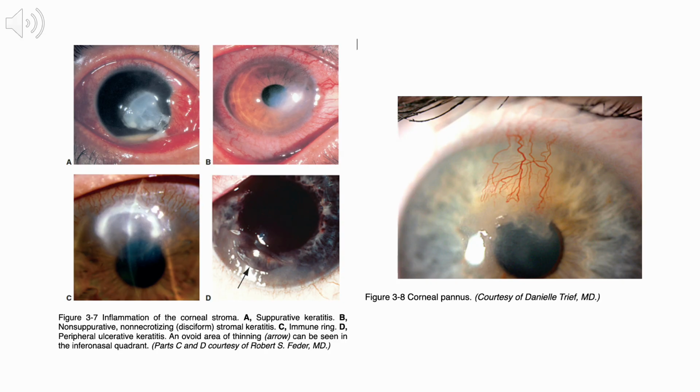Finally, on the right, we see a close-up of corneal pannus, which refers to superficial neovascularization overlying the cornea. This can result from chronic inflammation or hypoxia and may lead to scarring and vision loss if it progresses. These photos highlight the diversity of stromal keratitis presentations and the importance of recognizing underlying causes to guide management.